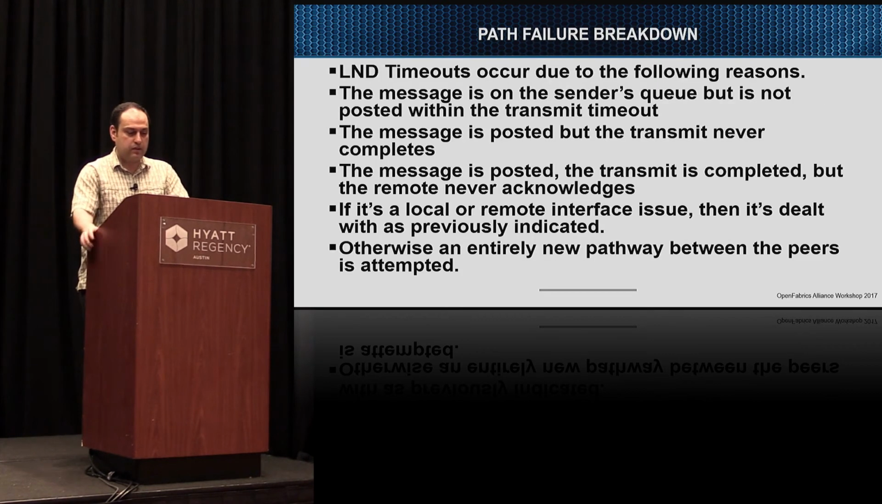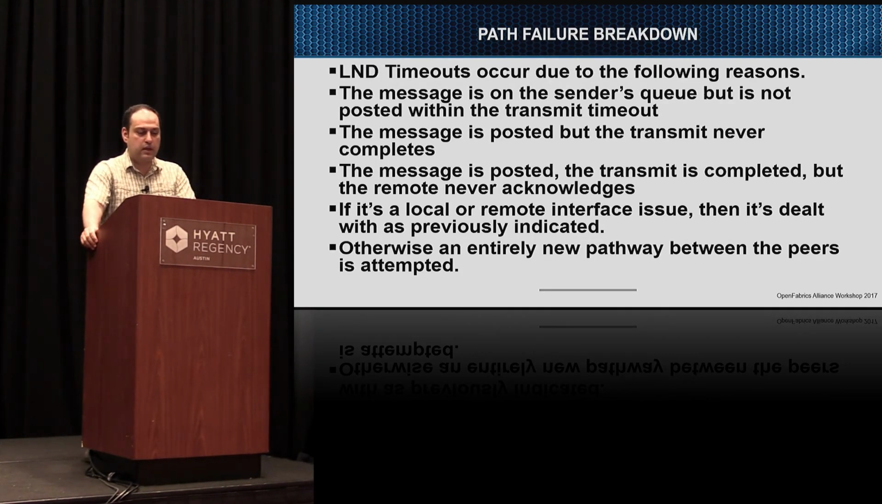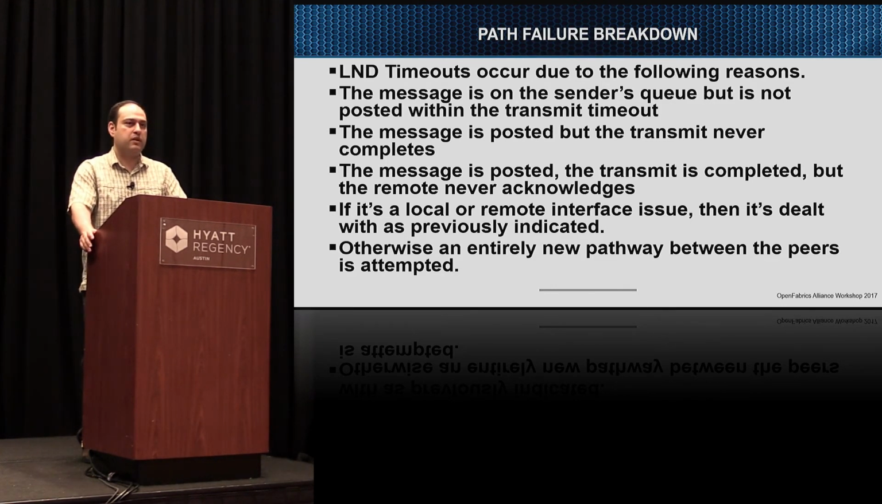I'll break it down a little bit. There are three different cases. First, the message is on the sender's queue. When we're trying to transmit a message, we put it on a sender queue, and then it gets picked off that queue and posted on the wire. The transmit timeout can expire while the message is still on the queue, which can indicate that there's something wrong locally and we're unable to process the messages fast enough. So we will have to deal with that.